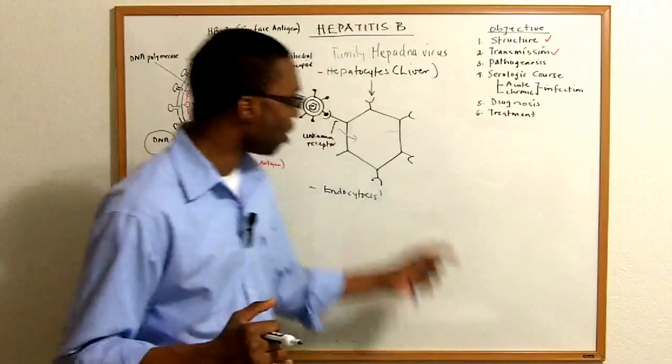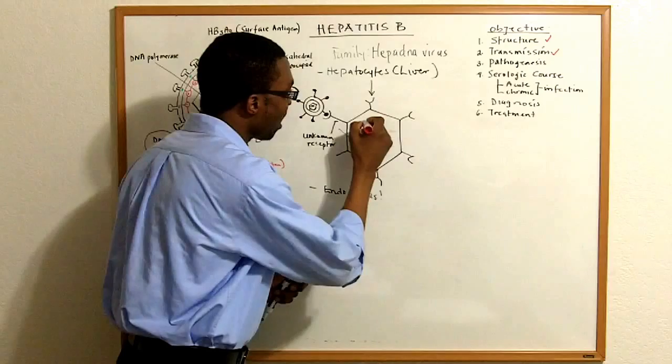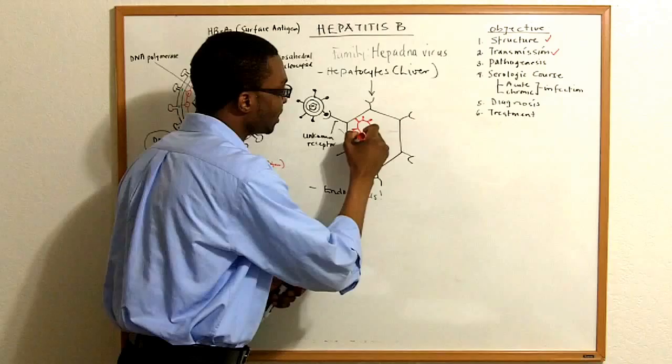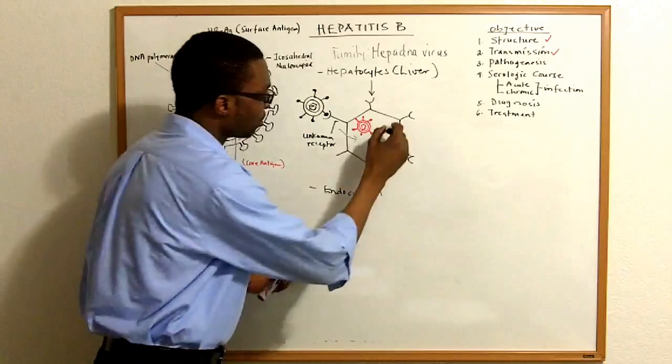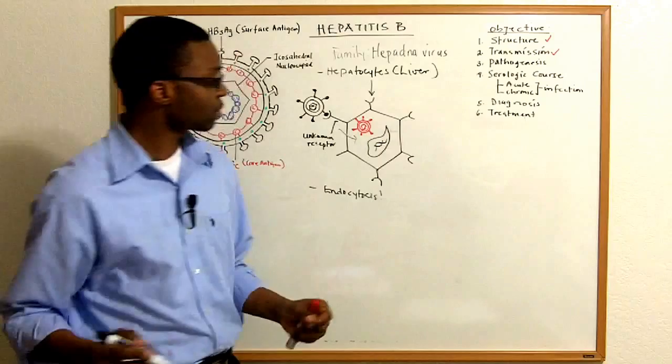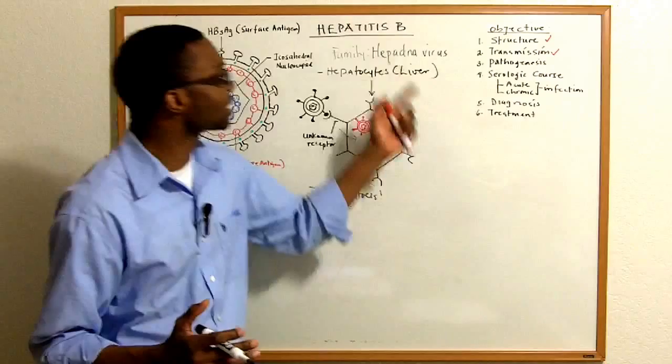So let's draw the new virus inside the cell. Now it's red. That's danger. It's in the building. And let's just put the nucleus of the hepatocyte in there. This is the hepatocyte nucleus. Now once you get infected, what's gonna happen? Because this is an inflammatory process, an inflammatory cascade reaction is gonna set in.